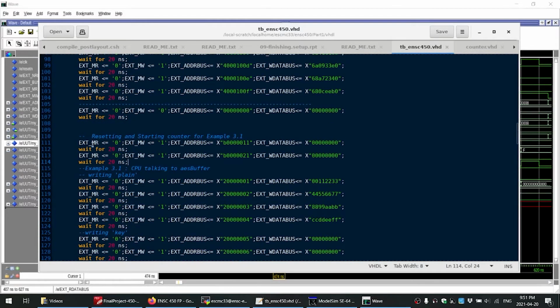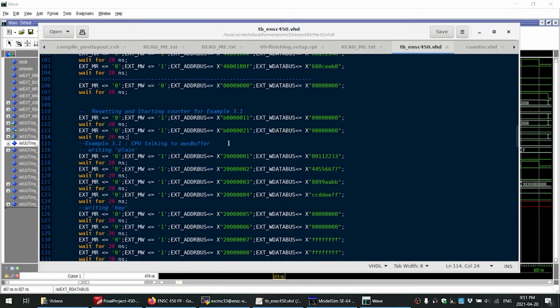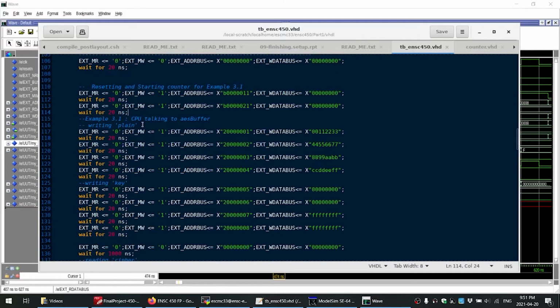So here comes our first test case. In this one, the CPU is going to be sending data and reading from the AES core directly. And so the AES core is being interfaced through the AES buffer.